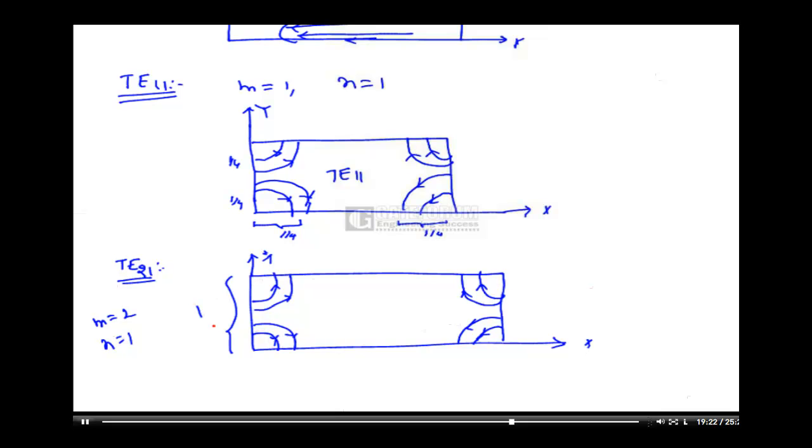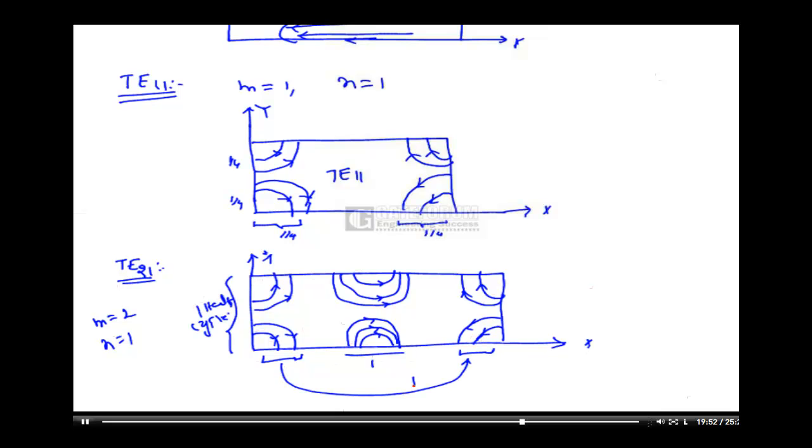Here 1/2 cycle, 1/2 cycle. Here I want 2, but only 1/2 cycle is completed. So another half cycle I am representing like this. The lines are like this, and similarly here also. So this is the front view for TE21. This is 1/2 cycle, and these two combined give another 1. So 1 plus 1, total 2 half cycles along the x-axis. So that is the TE21 mode. In this way you can represent it very easily.